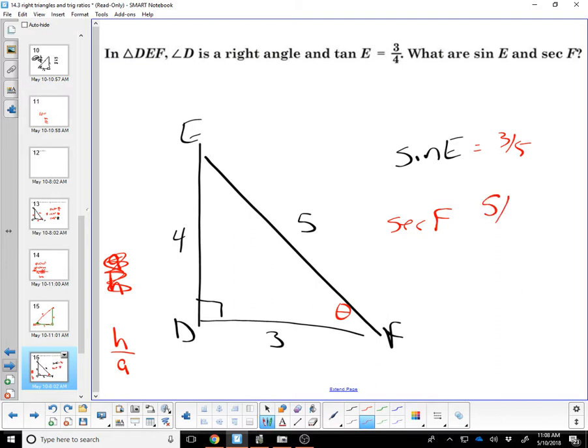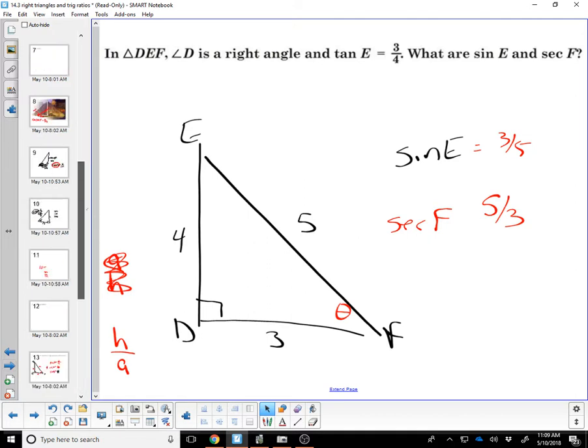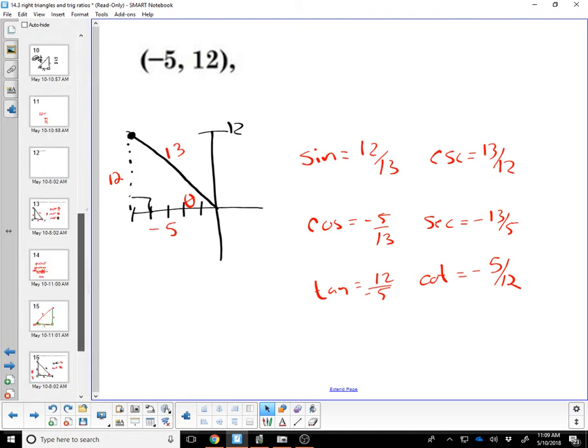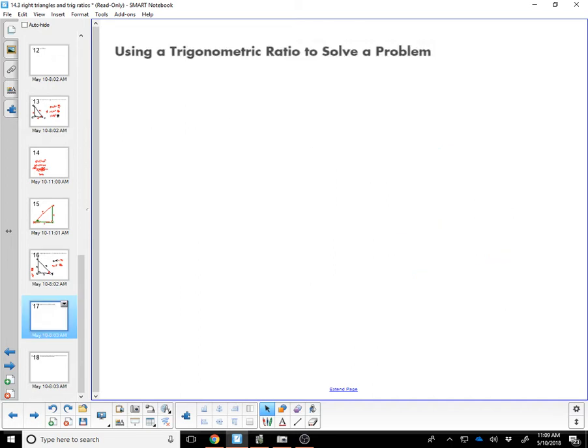Can those numbers be negative? Not if it's in this scenario. It could be negative if they gave us situations with coordinates like this. See how here, this one was negative because they went back. Could the hypotenuse ever be negative? No, because the hypotenuse is a distance. Hypotenuse is a distance you're traveling, and we know that distance is always absolute.